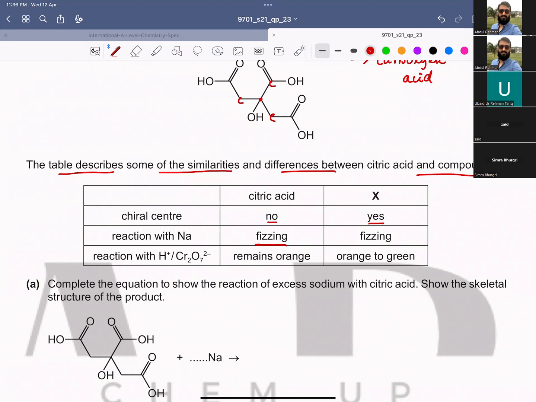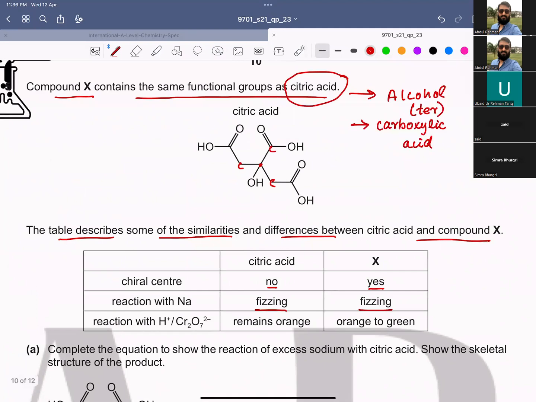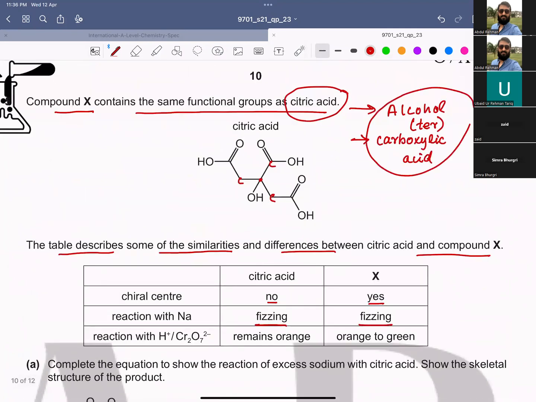Reaction with Na, and both observe the fizzing. And with sodium, both alcohol and carboxylic acid react. And as they have told you that both functional groups are present in X as well.